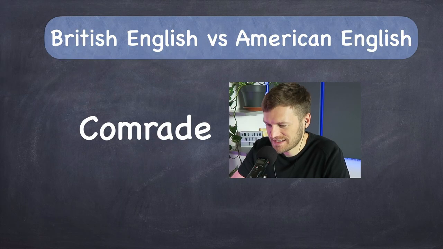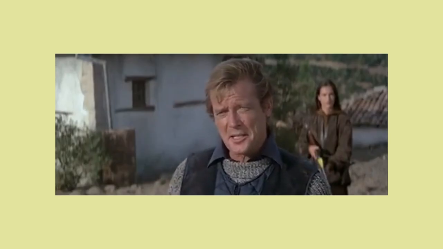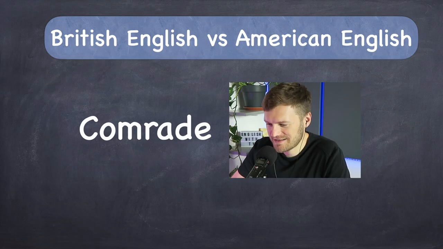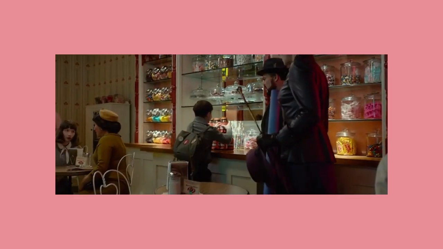The next word is spelled C-O-M-R-A-D-E, and the British way of saying this word would be comrade, with an A sound for once, comrade. And the American way of saying this would be comrade. Here's an example for you of the British pronunciation. Let's stay on, comrade. And here's an example of the American pronunciation for you. Comrade who? Comrade Ivan from the TV show.